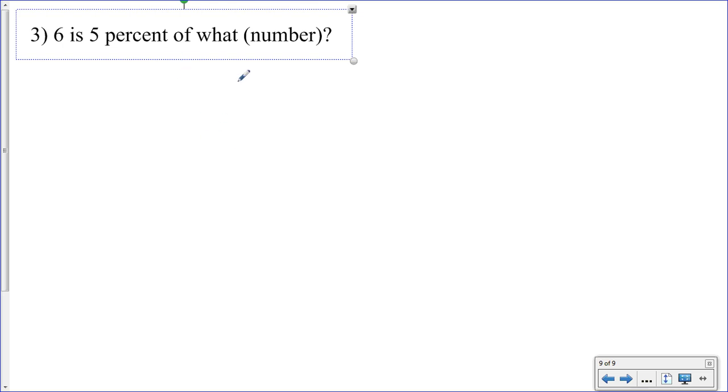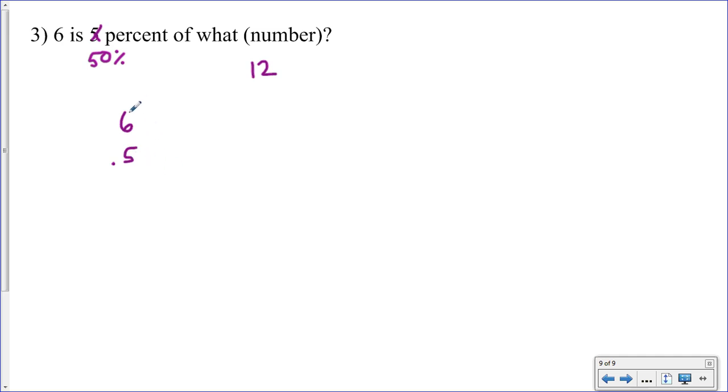Okay? Now finally, 6 is 5% of what number? Okay, let's do a change up here. Let's change this to 50%. 6 is 50% of what number? Well, we know the answer to that would be 12. So 6 and 50%. Well, think of 50% as 0.5. And how are we going to get the answer 12 from the number 6 and the number 0.5?